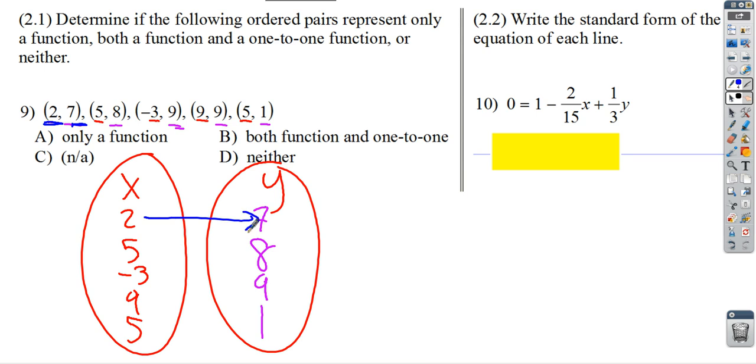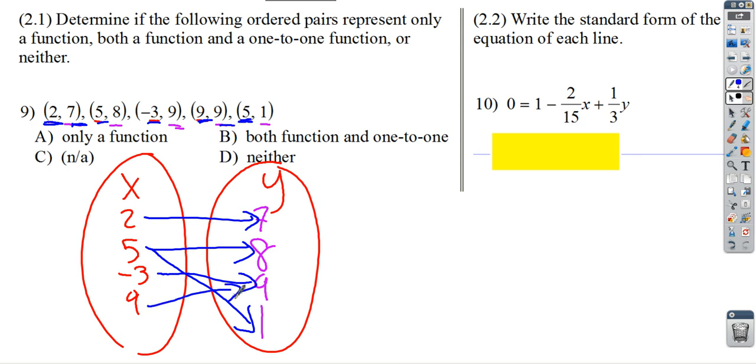And actually, I made a mistake here. We don't need to duplicate that 5 either. There are 2 5s here and here. We don't need to go more than one. So 5 points to 8. But notice 5 also points to 1 down here. Okay, negative 3 points to 9, and then 9 also points to 9.